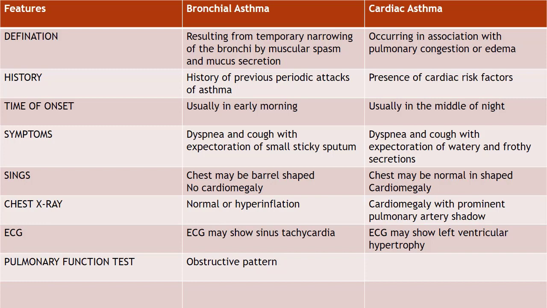Chest X-ray of bronchial asthma is normal or hyperinflation. Chest X-ray of cardiac asthma shows cardiomegaly with prominent pulmonary artery shadow. ECG may show sinus tachycardia in bronchial asthma, and in cardiac asthma, ECG may show left ventricular hypertrophy. Pulmonary function test: obstructive pattern in bronchial asthma.